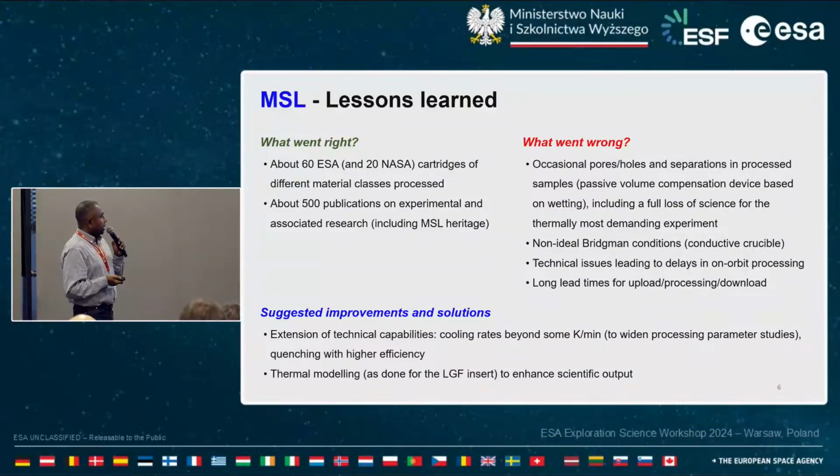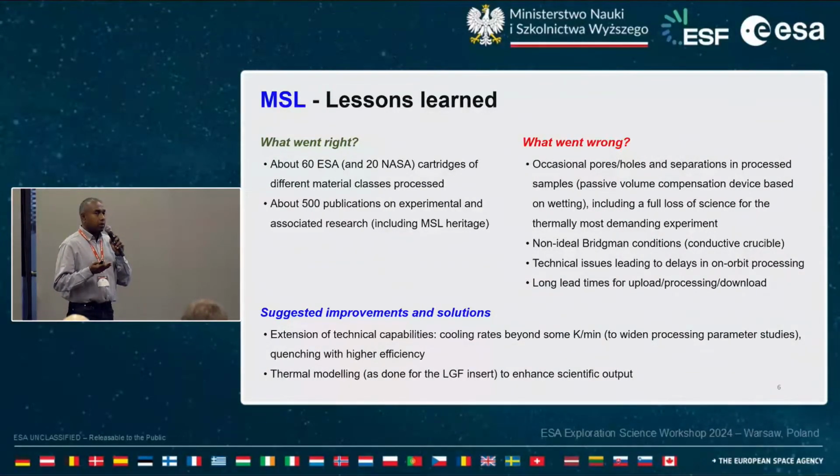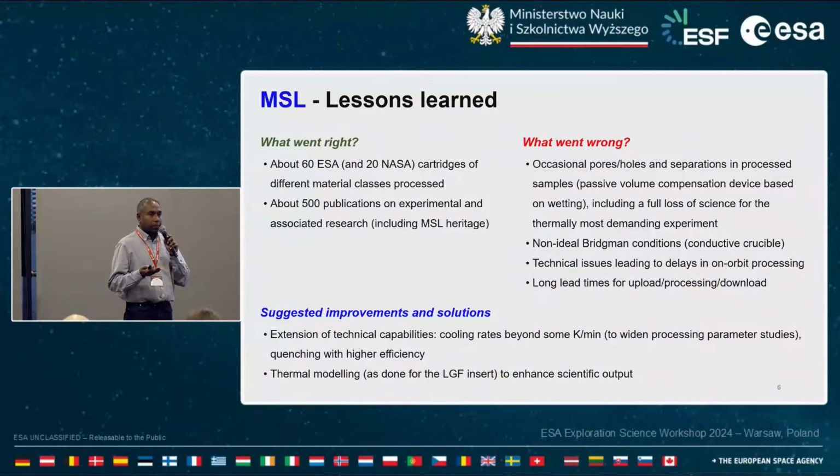Basically, we identified improvements and solutions for these conditions: extension of technical capabilities, with cooling rates beyond some kelvins per minute. That means much faster cooling rates, and also better quenching, so that we can preserve the solidification conditions. Ideally, this type of program should go together with thermal modeling of the furnace setup, which will allow us to analyze the whole experimental scientific output in a much more efficient way. Of course, we have some models, but they may not be developed dedicatedly for analyzing these types of experiments.